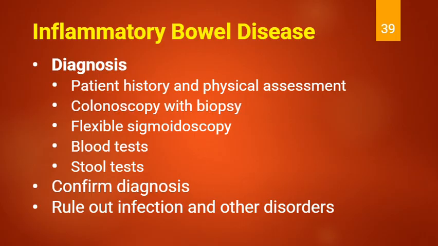Diagnosis of inflammatory bowel disease requires a combination of patient history, physical assessment, laboratory tests, and visualization of the bowel. Healthcare providers commonly use colonoscopy with biopsy to directly examine the colon and obtain tissue samples. Additional tests may include flexible sigmoidoscopy, blood tests, and stool tests to help confirm the diagnosis and rule out infections or other gastrointestinal disorders. Patients often present with chronic symptoms that may initially be mistaken for infection or irritable bowel syndrome, so careful history taking is essential.